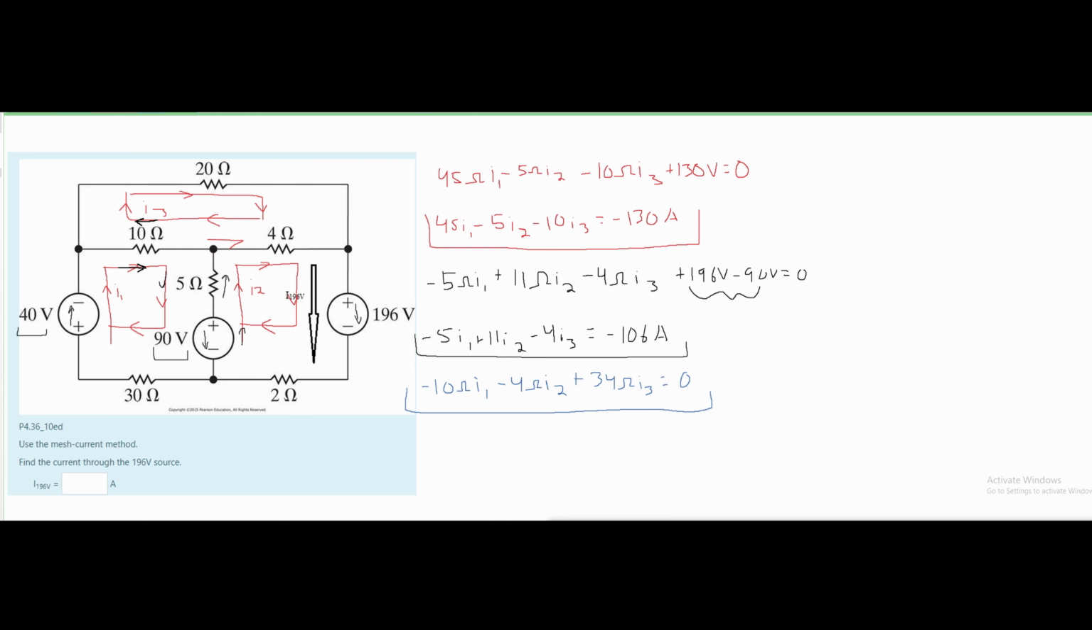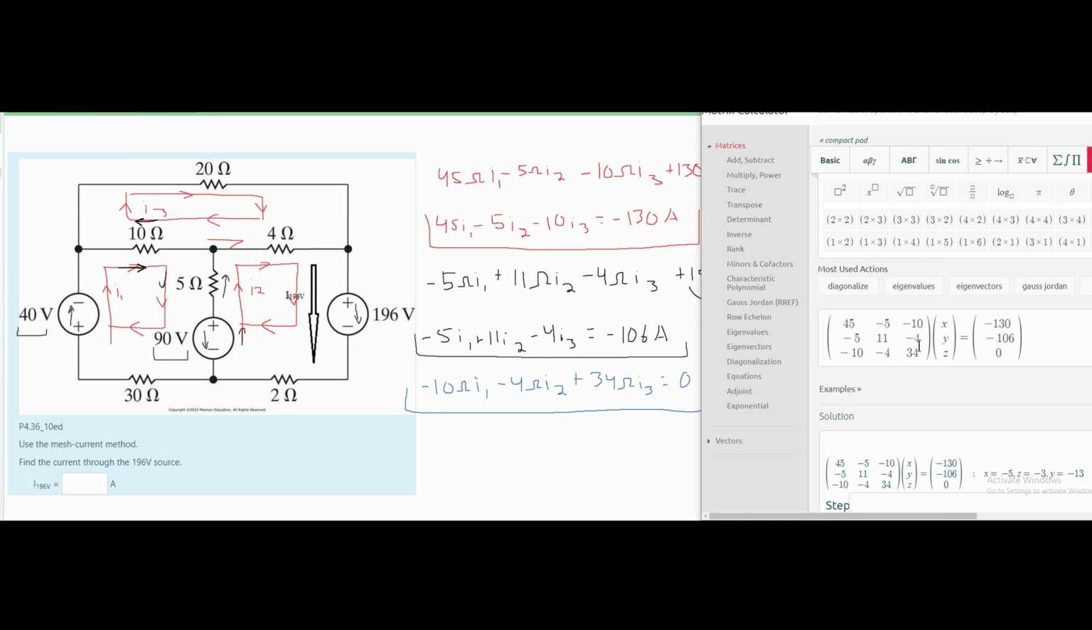So we have all of our three formulas now, and I'm just going to plug them into a matrix calculator. For this, I'm going to be using Symbolab's matrix calculator. I have our first row right here, the second row right here, and the third row right here. And then we have X, Y, and Z, with our I1 being X, our I2 being Y, and our I3 being Z. These are just representative, they're not really changing anything.